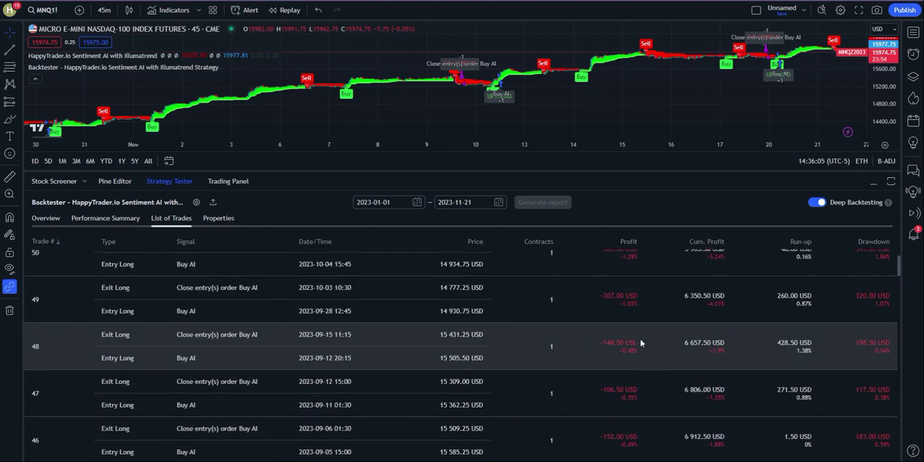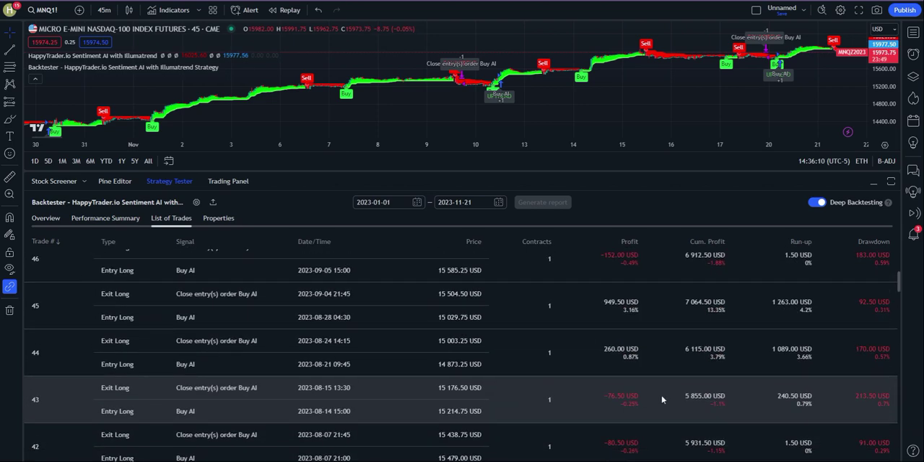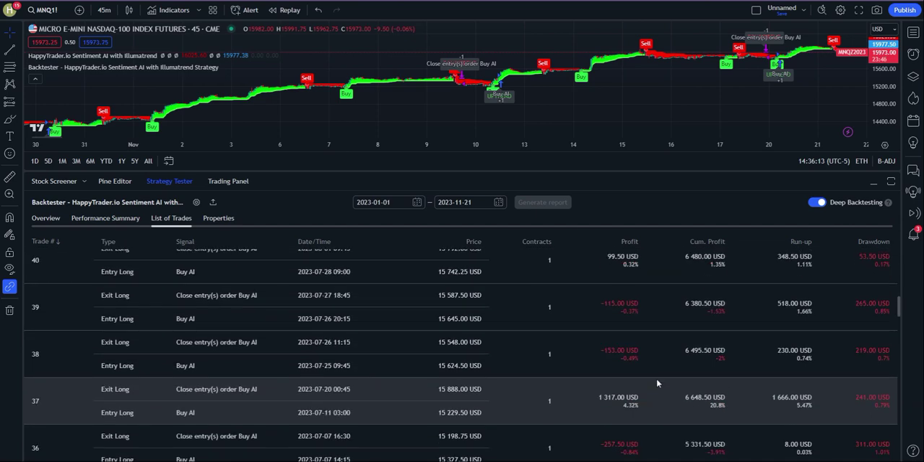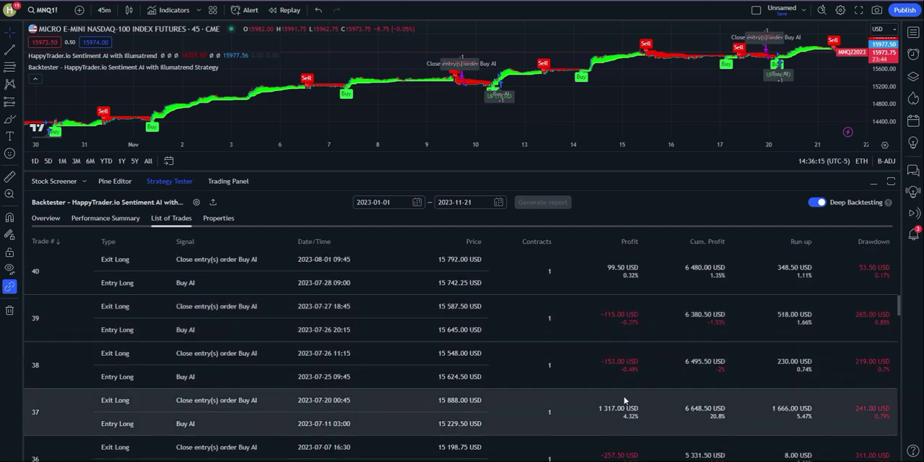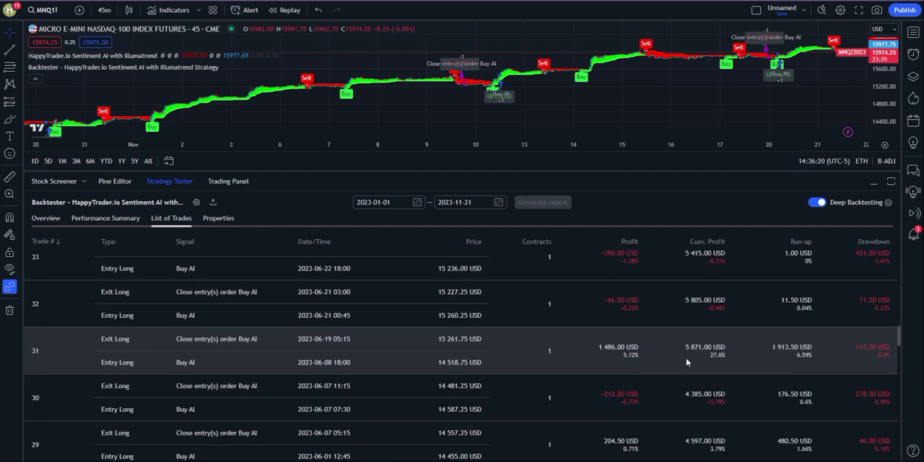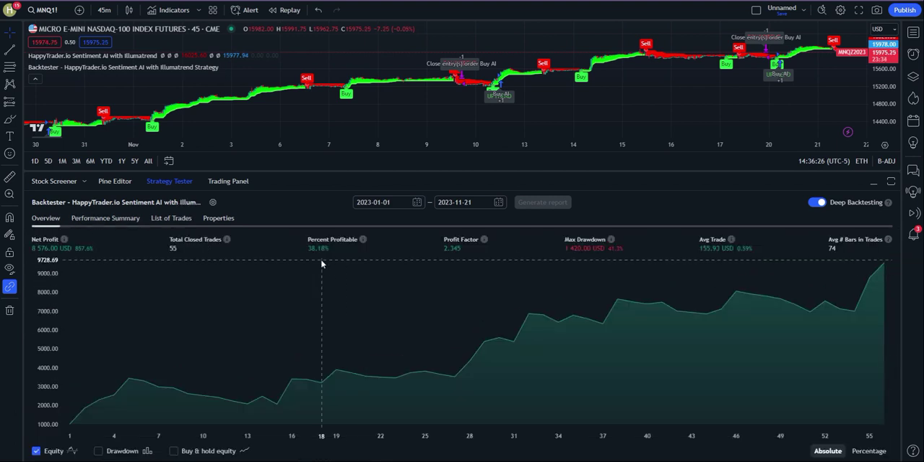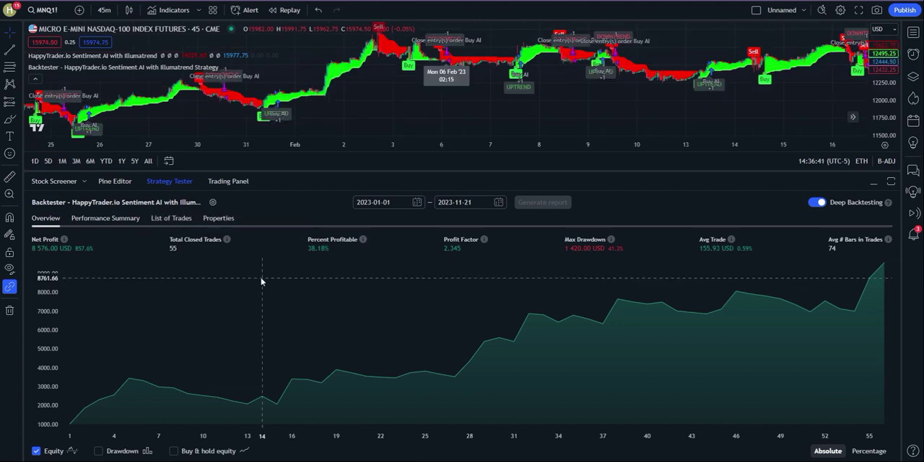So you can see that we did have a string there of some losers, but look, it's made up for right here. And you can see that if we just keep going down, you can see some of these larger winners, 1,300 there, and you kind of get the idea, 1,400 there, and then the losers are just smaller, right? So that's why we are able to get away with a slightly better than 1 out of 3 win rate. So the one thing to note about this particular backtest that's interesting is that there were only 55 total closed trades for the entire year to date.